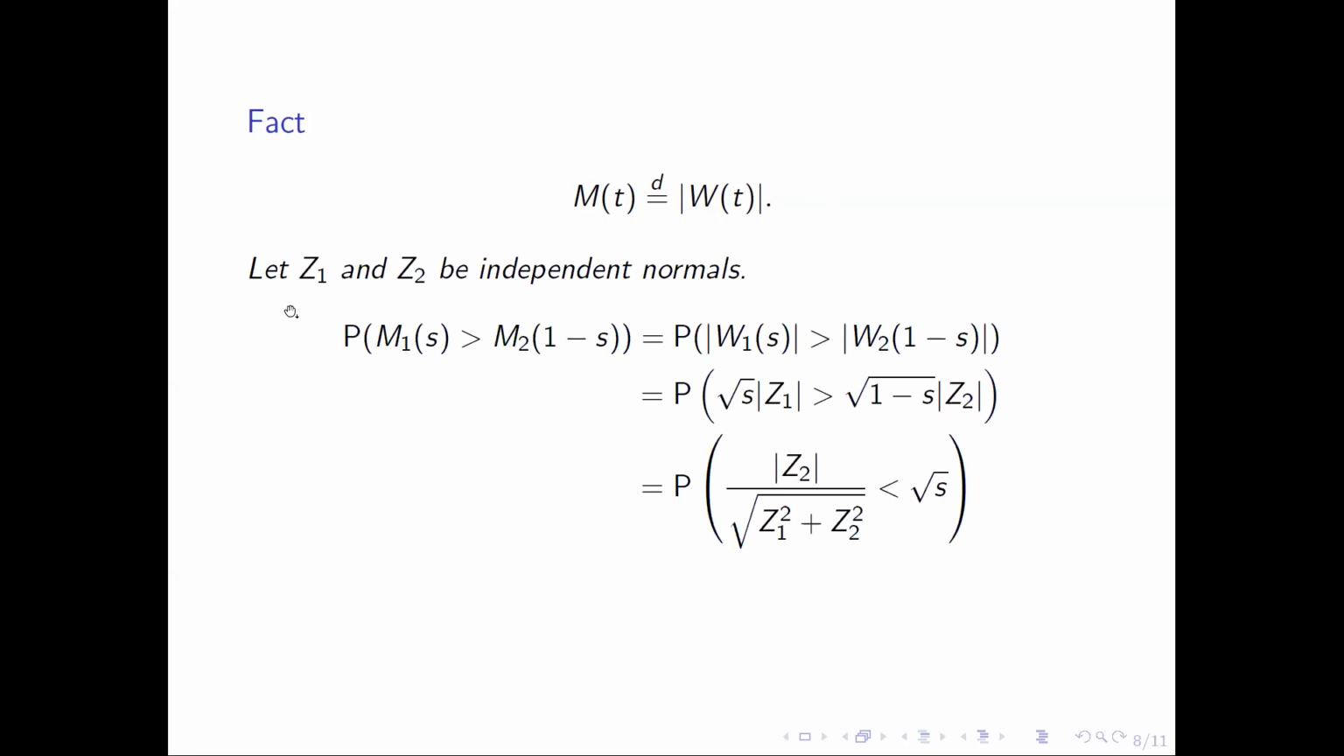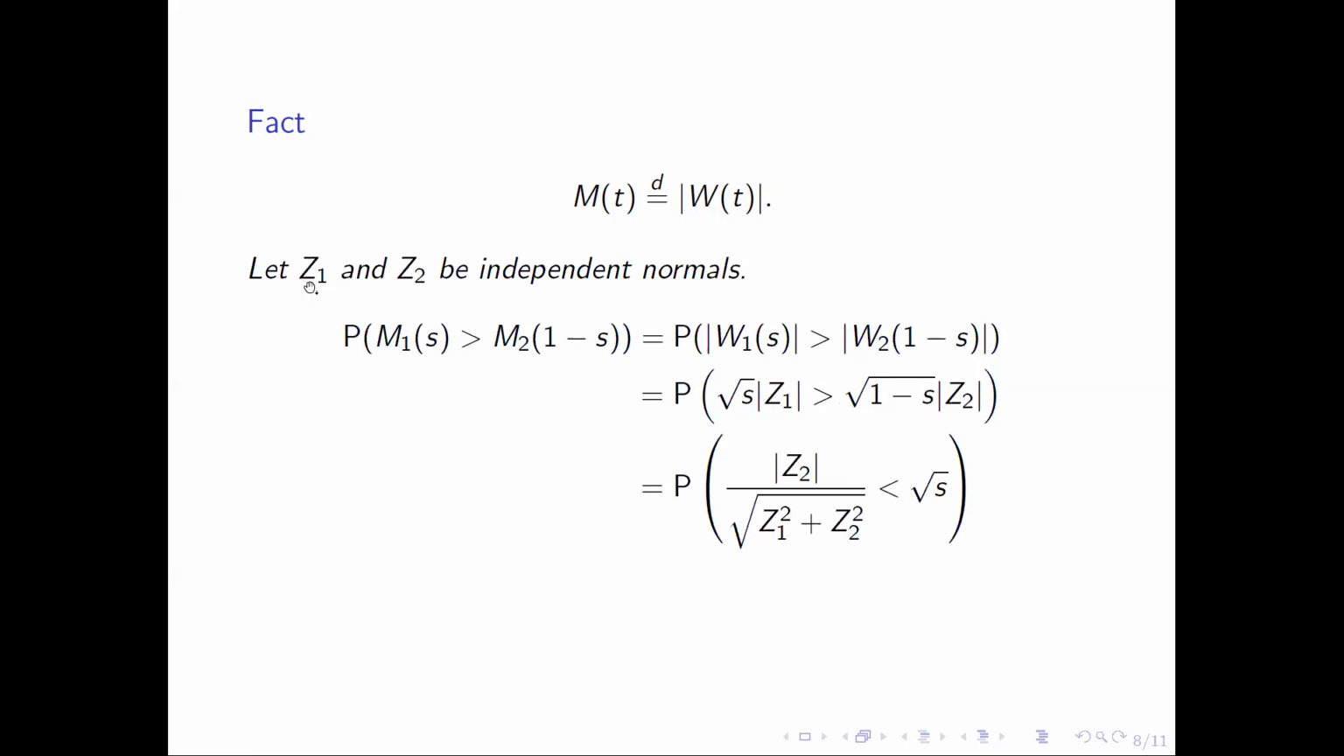Suppose you take two random variables Z1 and Z2, which are independent normals. Now you want to calculate the probability that M1(S) is greater than M2(1 minus S). By this fact, you can write this as |W1(S)| greater than |W2(1 minus S)|. This is a normal random variable with variance S, and this is a normal random variable with variance 1 minus S. You write it in this form: square root of S times |Z1| greater than square root of 1 minus S times |Z2|. Now you square both sides and do a manipulation, and you can show that this is nothing but |Z2| divided by the square root of Z1 squared plus Z2 squared being less than root S.